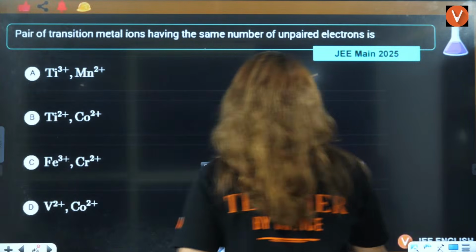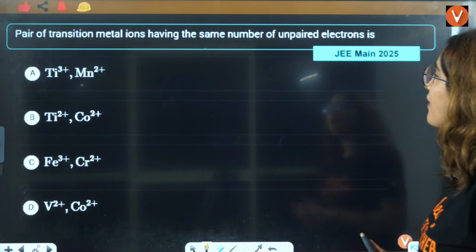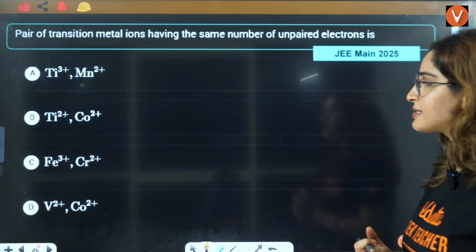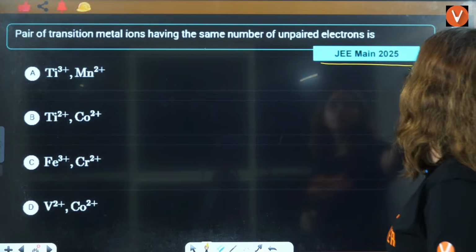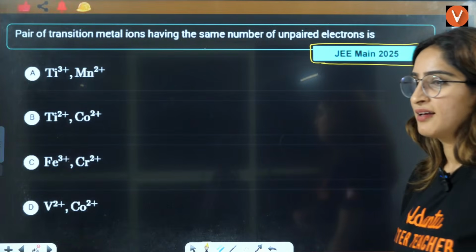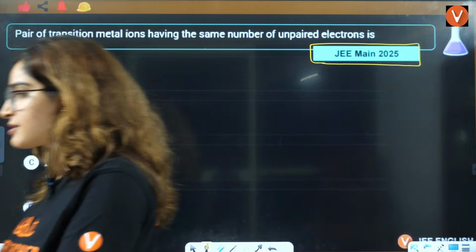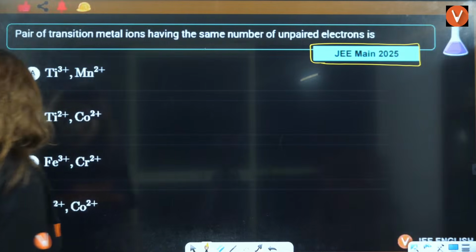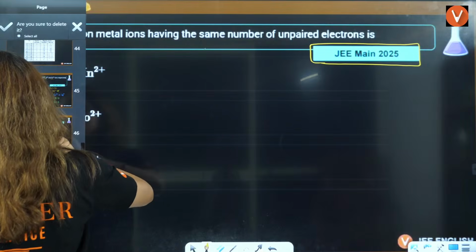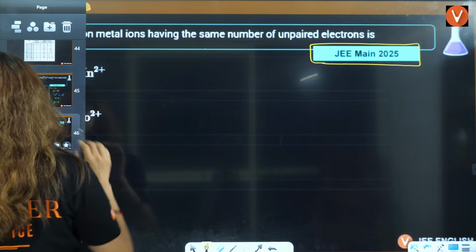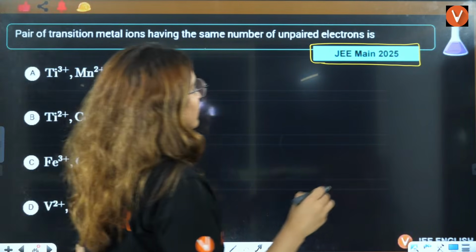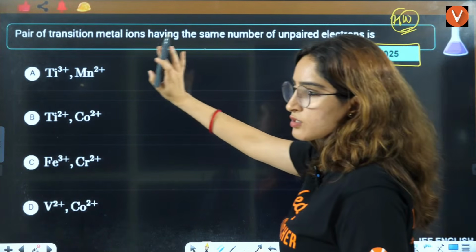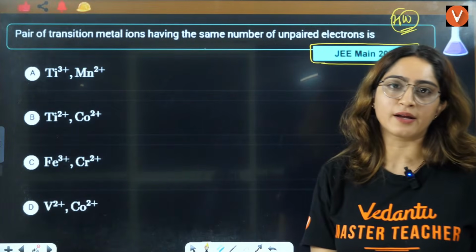Pair of transition metal ions having the same number of unpaired electrons. Discuss that. Let's do that. JEE Mains 2025 guys. Such a simple question. Will you do it yourself? I'll give you this as homework, okay? It's a very simple question. Write it down in the comment section, A, B, C, D, which is the correct answer.